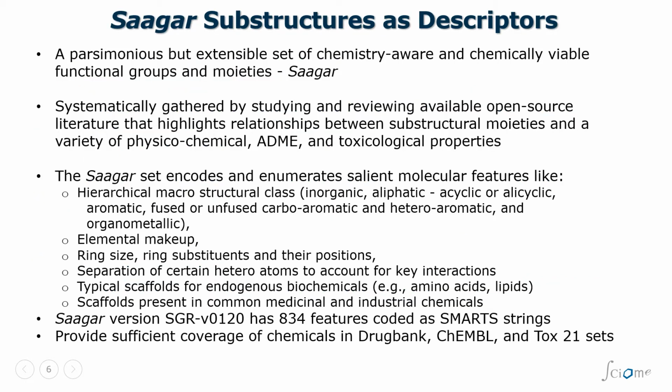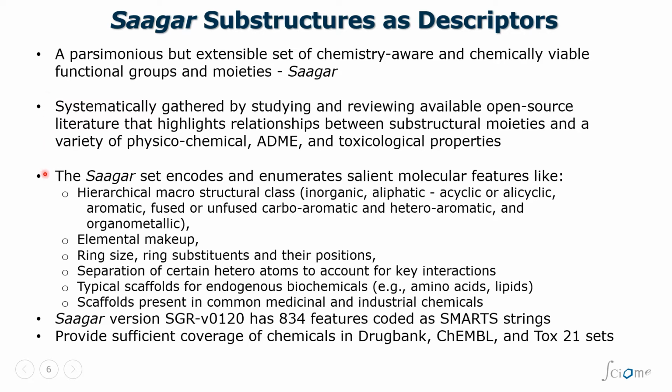Substructures, in fact, have been used in cheminformatics for long, generally encoded as structural keys or fingerprints of different bit lengths, or generated through automatic fragmentation and atom tracking. Rather than using any of these approaches, we decided to compile a parsimonious but extensible set of chemistry-aware and chemically viable functional groups and moieties. We call it Saagar. Saagar is systematically gathered by studying and reviewing available open source literature that highlights relationships between substructural moieties and a variety of physico-chemical, ADME, and toxicological properties.